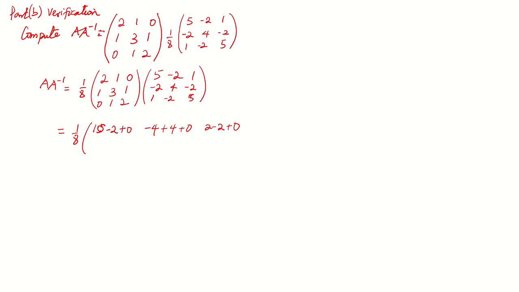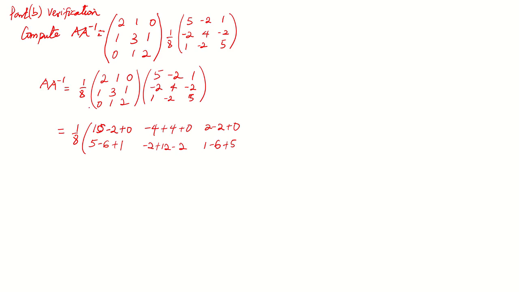Then we go to the next row, 1 3 1. Let's multiply 3 columns of the second matrix. 1 times 5 is 5. 3 times minus 2 will give minus 6. 1 times 1 is 1. 1 times minus 2 is minus 2. 3 times 4 is 12. And 1 times minus 2 is minus 2. 1 times 1 is 1. 3 times minus 2 is minus 6. And 1 times 5 is 5.